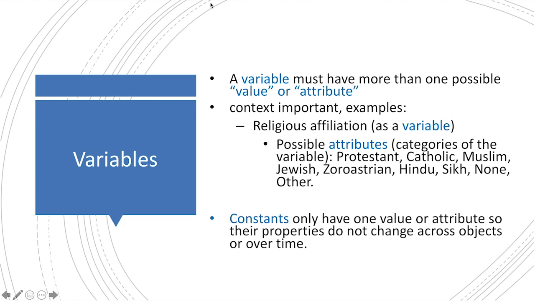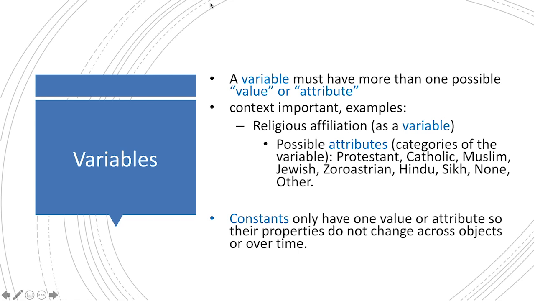So let's look at this example: religious affiliation as a variable. You could measure that. You could ask people a question on a survey, for example, and say, what is your religious affiliation? And possible attributes, and there are different ways you could do this. And many of you probably are looking at this going, what? Why would you categorize it in that way? There are other ways to categorize it, and that's fine, that's good. We want to encourage that kind of thinking.